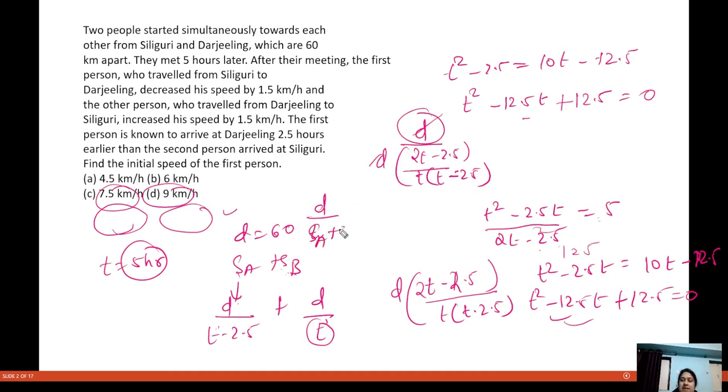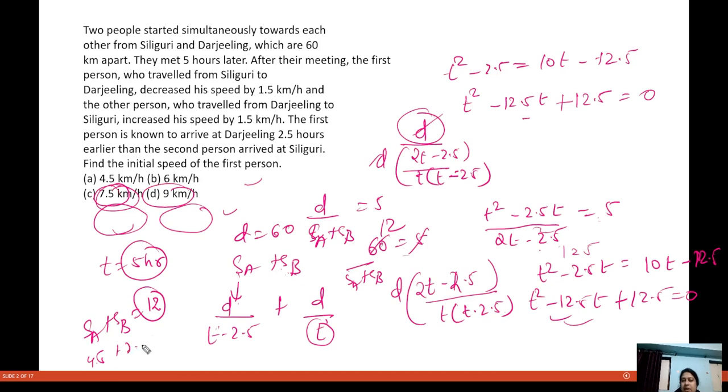See now, when you see d, actually SA plus SB is equal to 5. So we come to know that together SA plus SB is equal to 12. That is, the total speed of both of them is equal to 12. Now, the speed of the first person cannot be 4.5 kilometers, because if it is 4.5, the speed of the second person is 7.5 kilometers. That is not true.